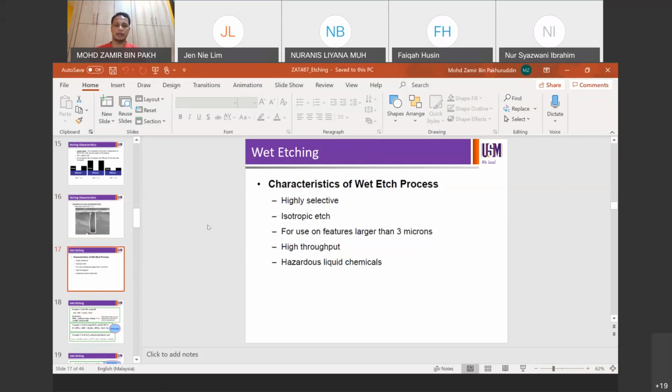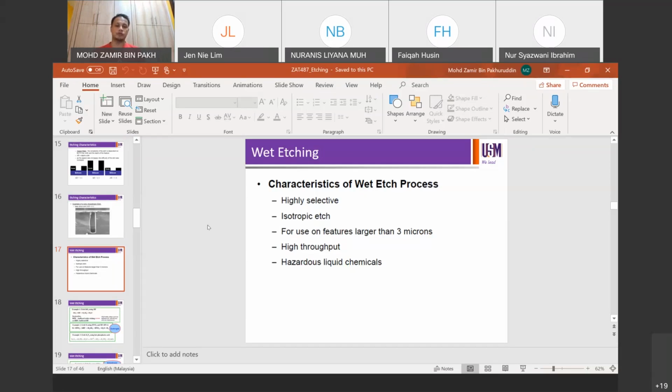So now let's look at characteristics of the wet etching process. Usually for wet etching, the material we use to etch is called the etchant. Just like the way we talk about the oxidation process, the precursor material we use to do the oxidation is called the oxidant, and this one is called the etchant, right? So wet etching or dry etching.